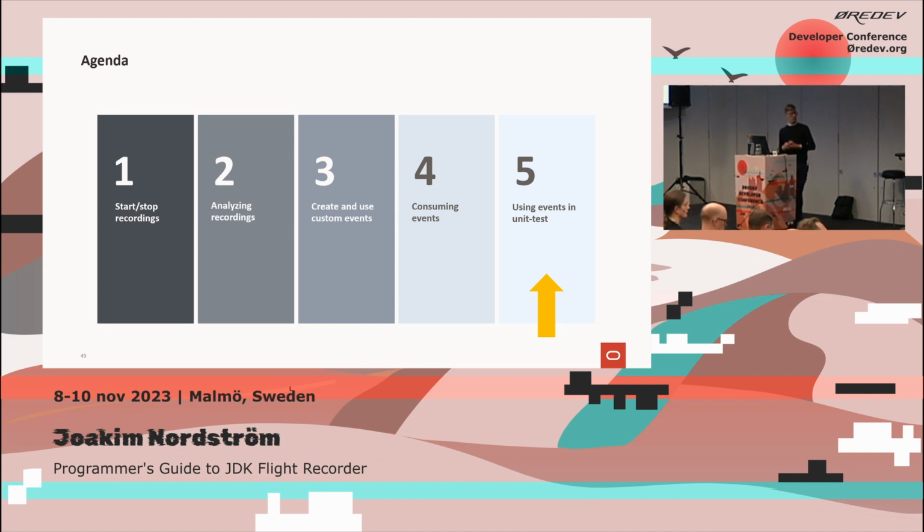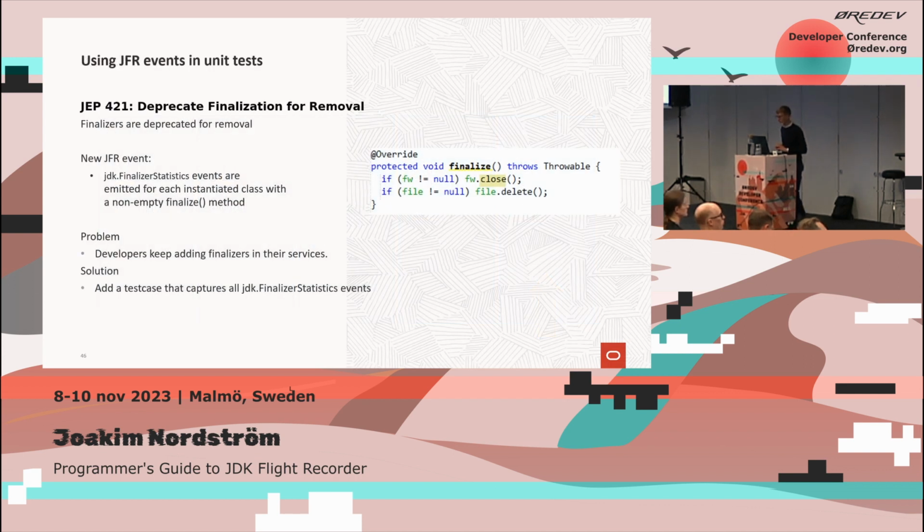So, lastly, I want to show how we can use events in unit tests. For that, I have this example where we want to find out if any of our services uses the deprecated finalizer. With this JEP to deprecate finalization, we also added a new JFR event, jdk.FinalizerStatistics, and this gets emitted every time we instantiate a class that has a non-empty finalize method. So this is what we want to catch. We should add a test case that captures all of these events.